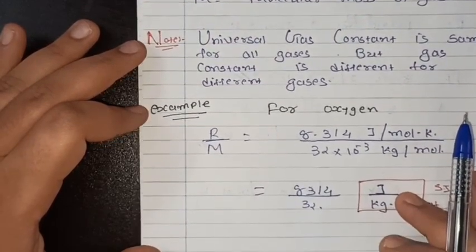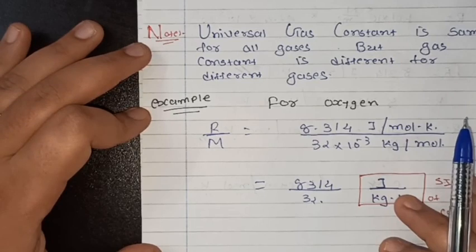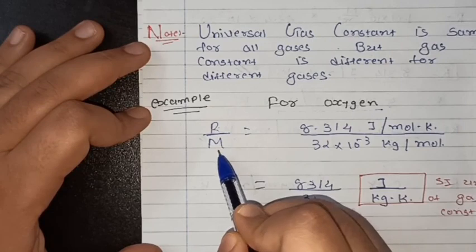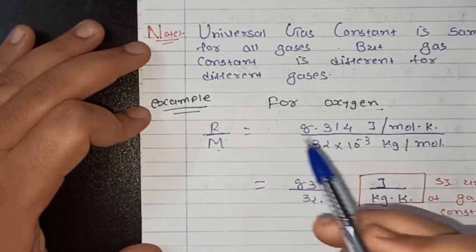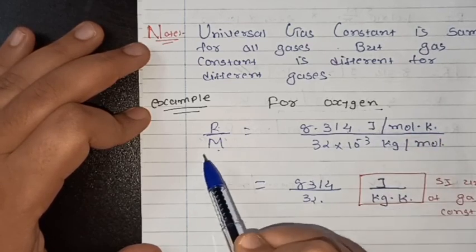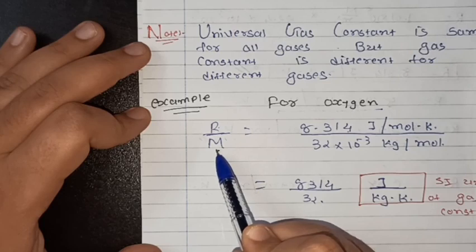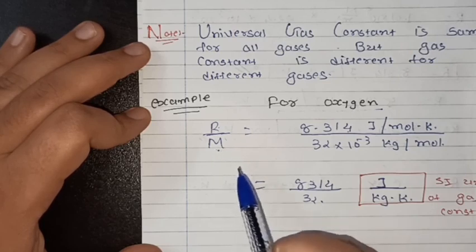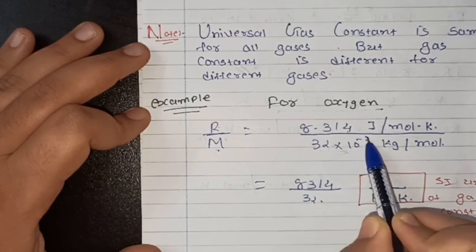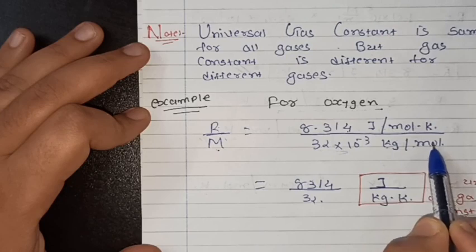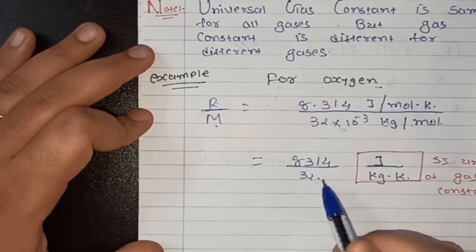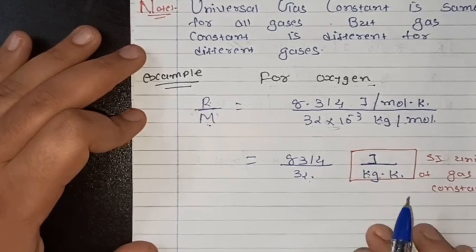For example, we want to find the gas constant for oxygen. Gas constant is R by M. The value of R is fixed, that is 8.314 Joule per mole Kelvin. The molecular mass of oxygen is 32 gram per mole, but we have to convert it into SI unit. So 32 into 10 power minus 3 kg per mole. This mole will get cancelled out. So we'll get 8314 divided by 32 Joule per kg Kelvin.